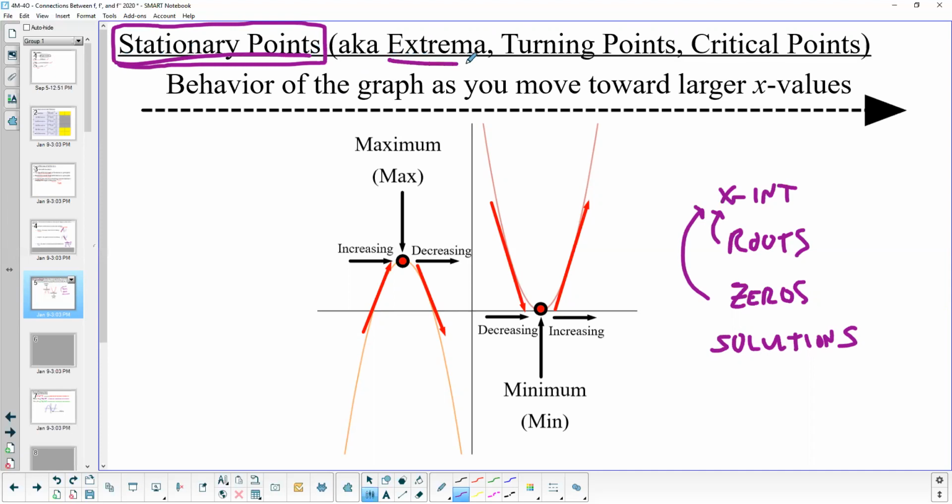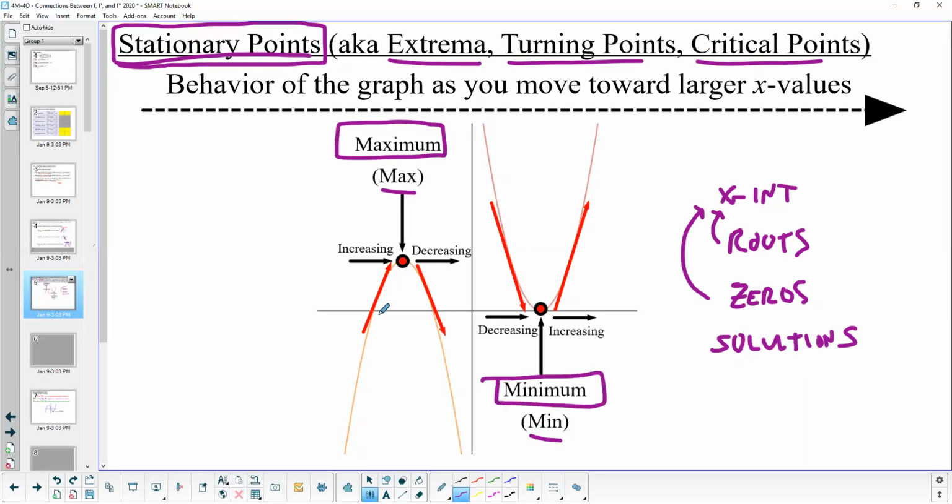We call them extrema or extreme points. We call them turning points. We call them critical points. Sometimes we call them critical values. And so these two specific ones we're going to focus on are maximum values, which we'll from now on just call maxes, and minimum values, which we call mins.